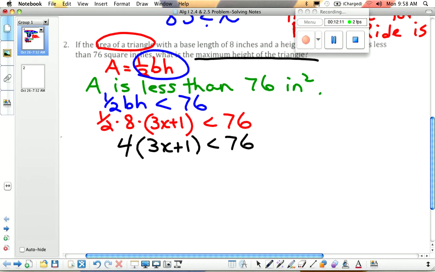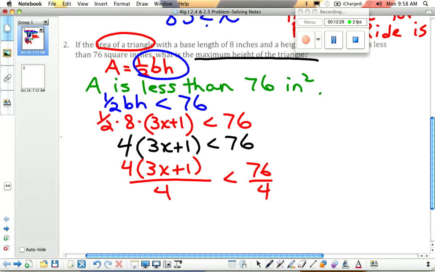So instead of doing distributive property here, I'm going to suggest we get rid of that 4. How do you think we could get rid of that 4 not using distributive property? Divide both sides by 4. Okay, so instead of distributing that 4, let's just divide both sides by it, because now the 4s will divide out, they'll cancel out, and we're going to have 3x plus 1 is less than what? 19.